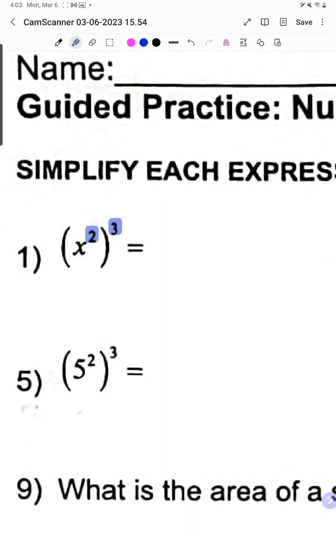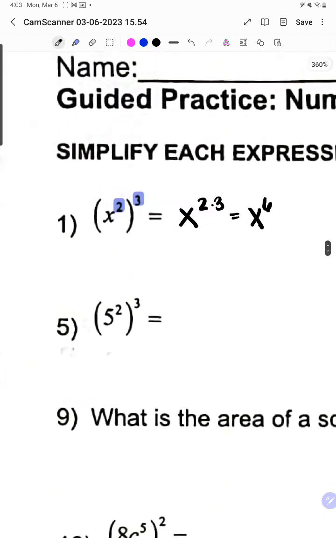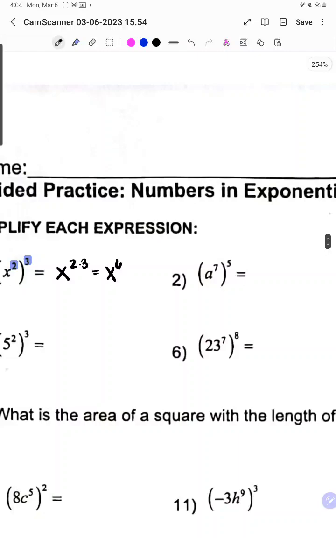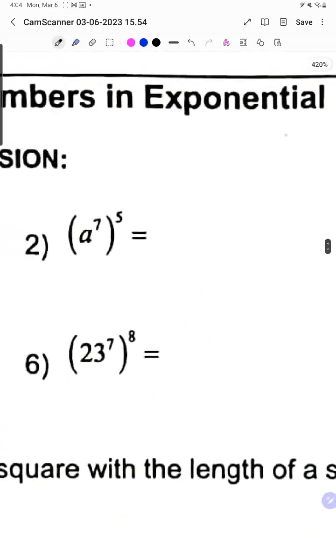So x to the 2nd to the 3rd power is going to be x to the 2 times 3, or x to the 6th, because this is the power to a power rule, where when you have a power to another power, we multiply their exponents. All right, answer what you think question number 2's answer should be.